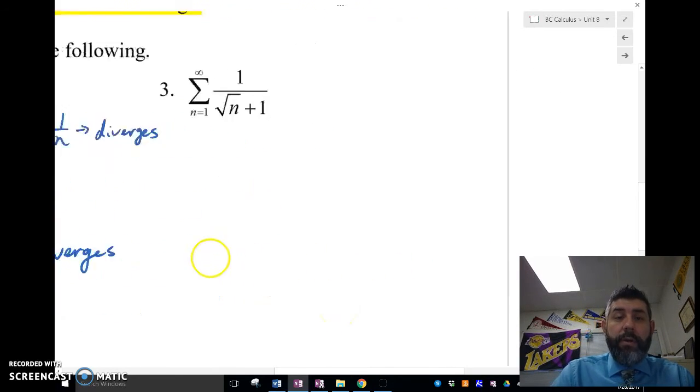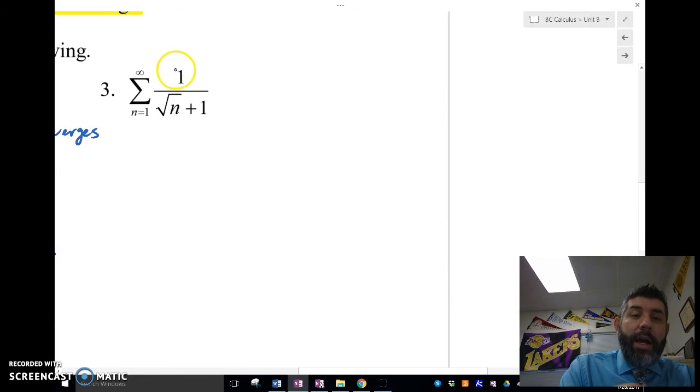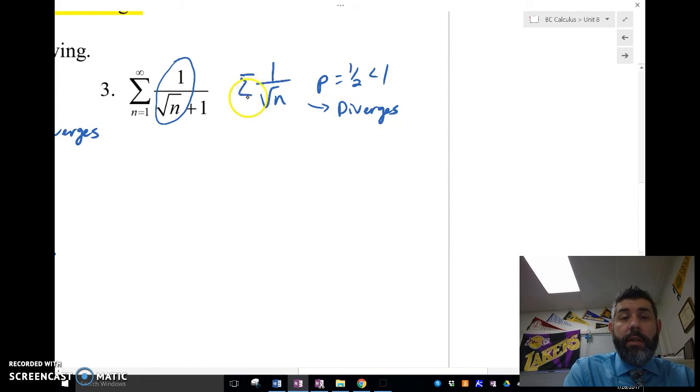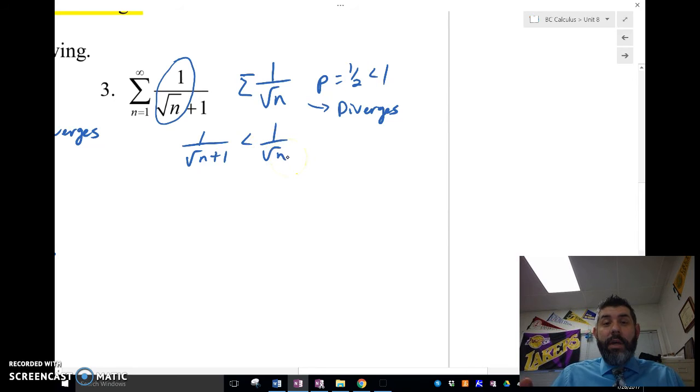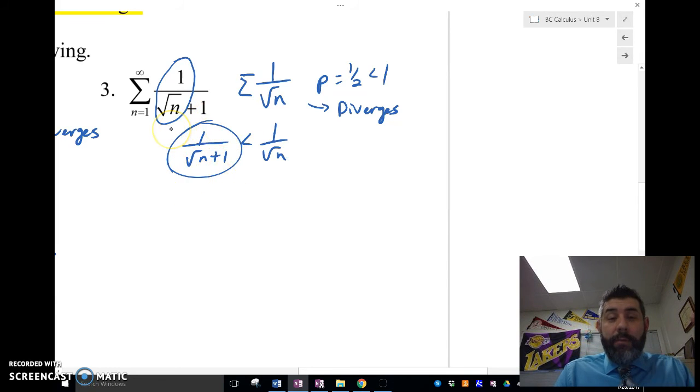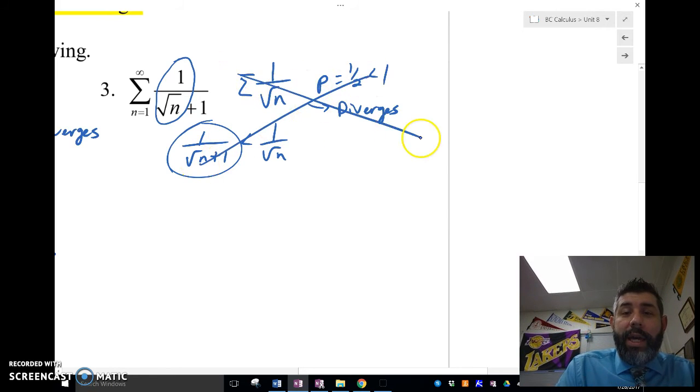All right, let's take a look at one more here. Now, I would probably say let's compare it to 1 over root n. 1 over root n is a p-series where p is equal to 1/2. Since that's less than 1, we know that this diverges. The problem with that is that 1 over root n plus 1 is actually smaller than 1 over root n. So that doesn't help us at all, because if our series in fact diverges, we want ours to be the bigger series, and we want the smaller series to diverge. So this doesn't work. We can't compare it using that.